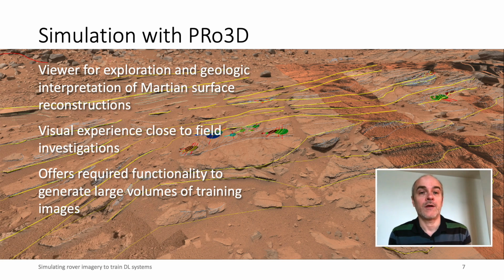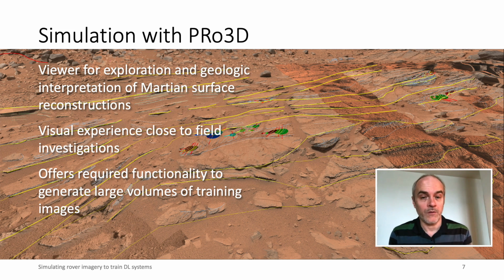Pro3D is a viewer dedicated to planetary scientists for the virtual exploration and geologic interpretation of high-resolution digital terrain models. Fluid navigation through a detailed geospatial context allows a visual experience close to field investigations. And therefore, Pro3D offers the required functionality to render large volumes of training data with a high degree of realism.